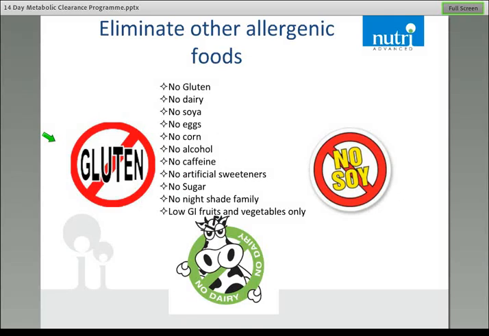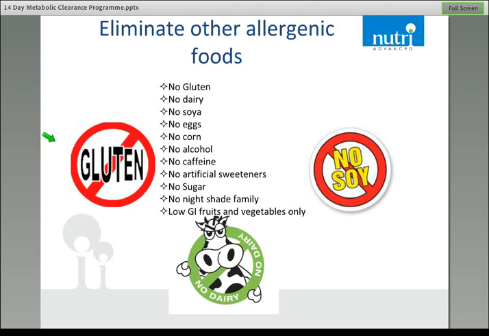Now, during the metabolic clearing program, we're taking out our allergenic and intolerable foods. These are foods that can cause more stress on the digestive system, cause more stress on the immune system, and this is why they've been eliminated from the program. So during the 2 weeks that you're following the program, you'll be eating no gluten, no dairy, no soy, no eggs, no corn. There'll be no drinking of alcohol or caffeine, no artificial sweeteners or sugars, no nightshade family, and the reason for that, nightshade family is our tomatoes, our aubergines, our peppers, and the reason that we've taken those out is because they're quite inflammatory on the body. So for this period of time, we're going to eliminate those.